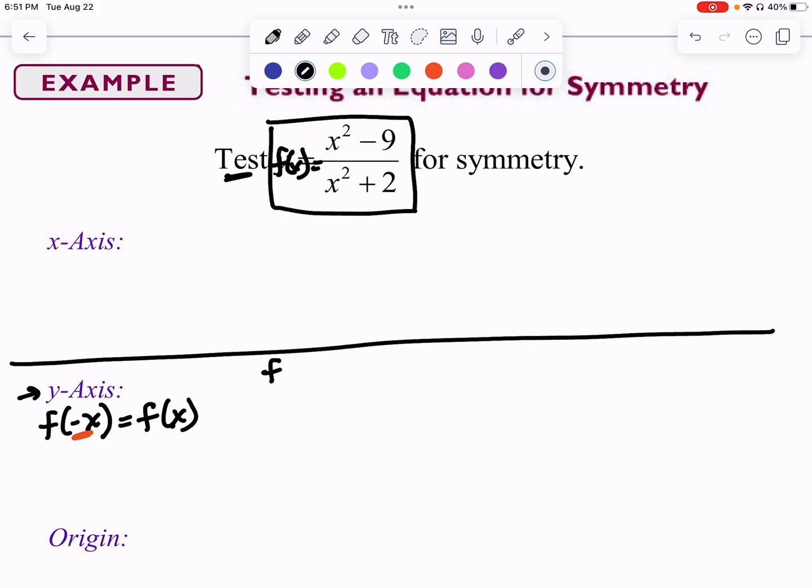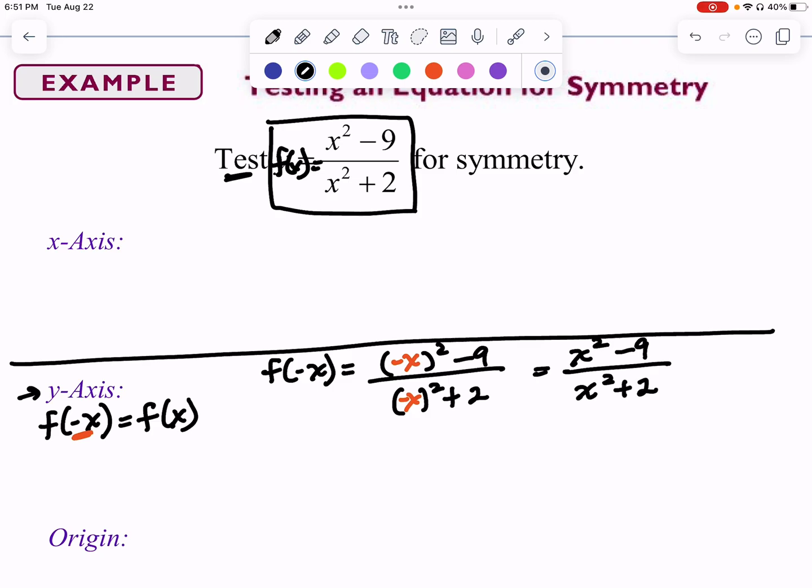So in the function, I am going to replace x with negative x in negative 9 over x squared plus 2. Plug in a negative x here, plug in a negative x here, and let's evaluate it. Please know that negative x whole squared is back to being x squared in both situations, in the numerator and denominator. Now notice this is the same as our original function. So when we substituted negative x for input, we got the original function back. This is back to being f of x.